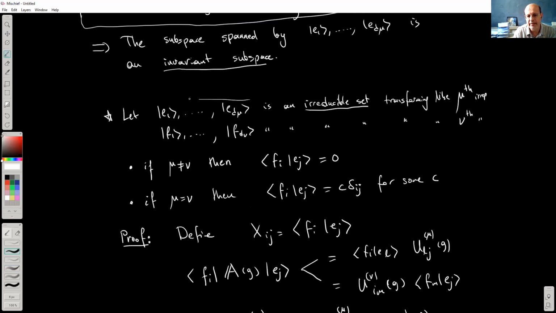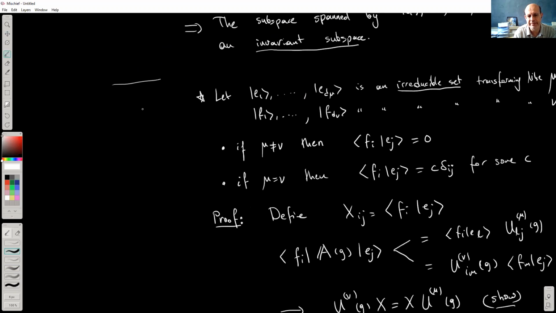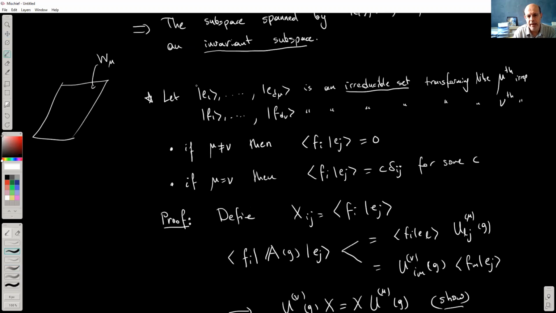So these d mu vectors define some kind of a subspace, an invariant subspace, right? Let's just call it W mu or something like that. So these d mu vectors define another subspace, sorry. This is going to be some other subspace, but I'm going to draw it like this.